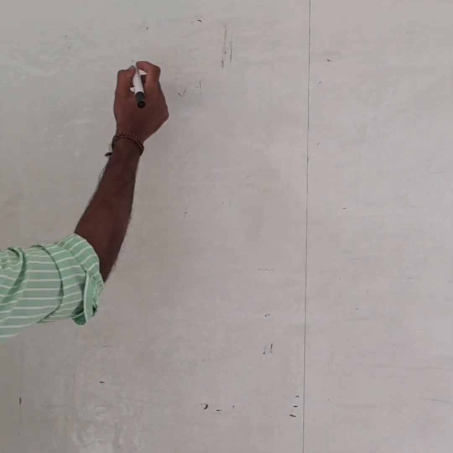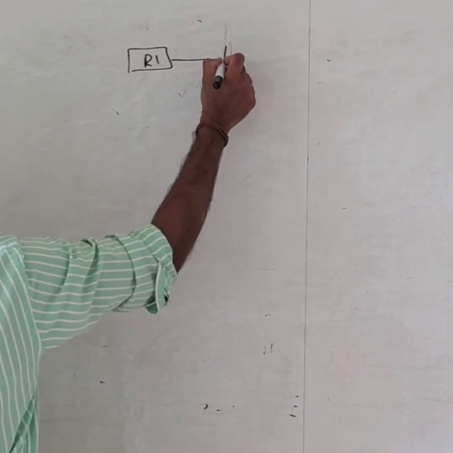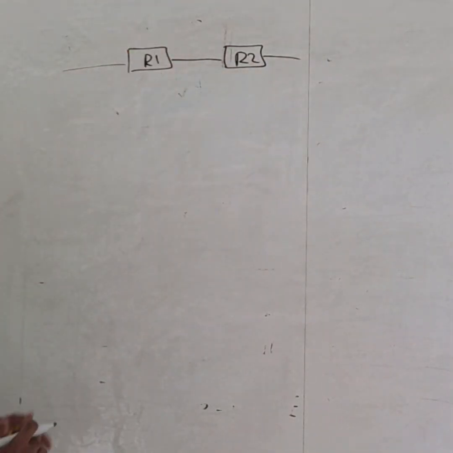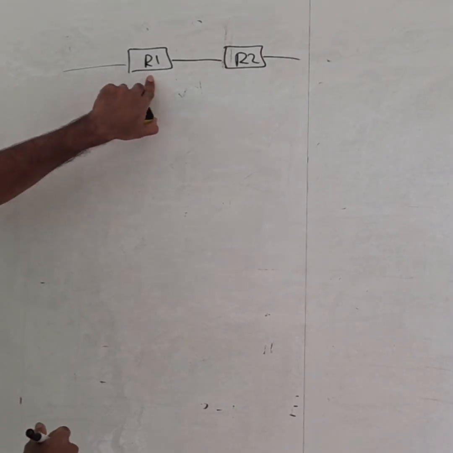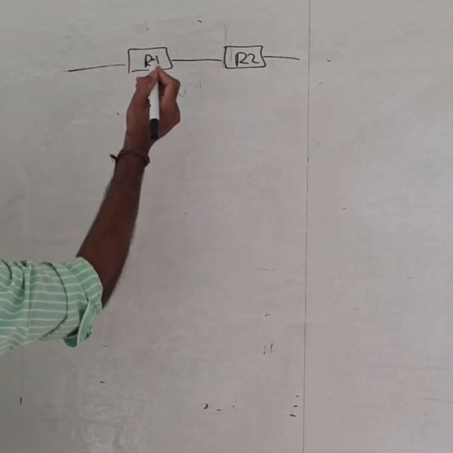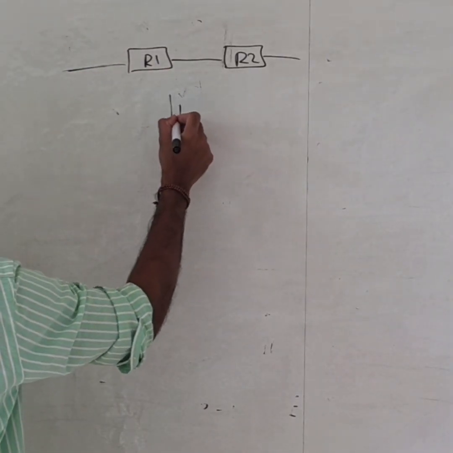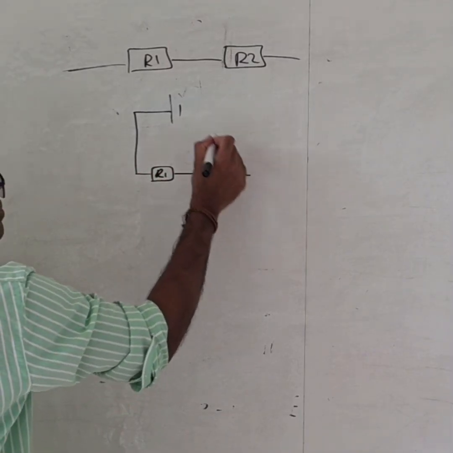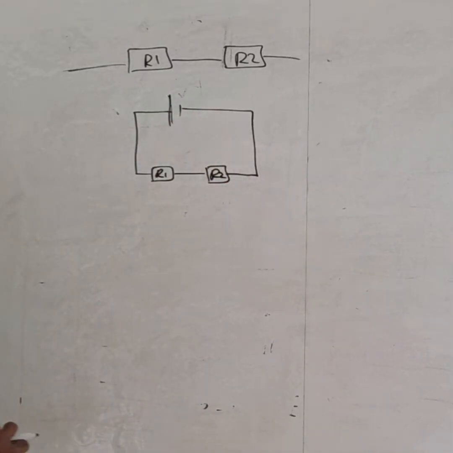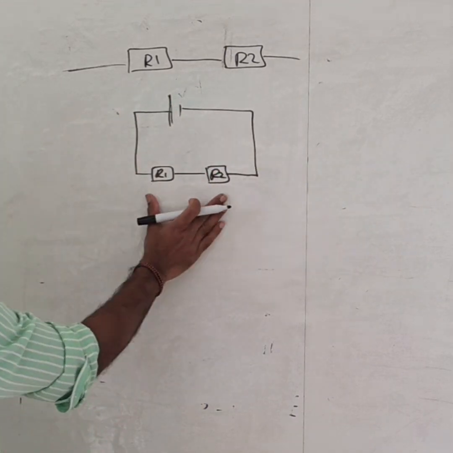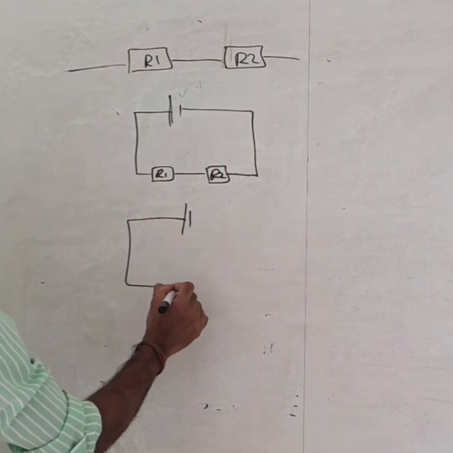Now we are going to study some characteristics of resistors. Say we have a resistor 1 and resistor 2. The resistance of the first resistor is R1 ohms and the resistance of the second is R2 ohms. If you connect them like that in a circuit, R1 and R2, I want to replace R1 and R2 with a single resistor.